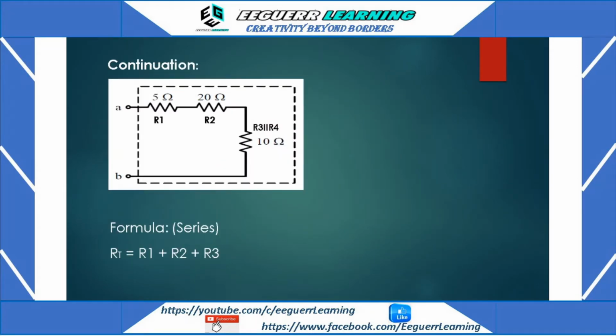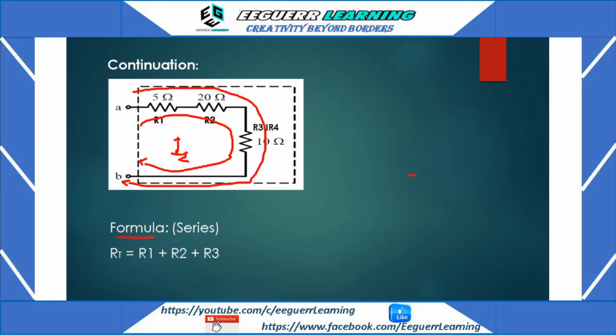So here, since we have the series circuit now, from here going to the end node of B, we have a series circuit because the current will flow in only one path or one direction. So we only have one current here, so we can tell that this one is a series connection now.